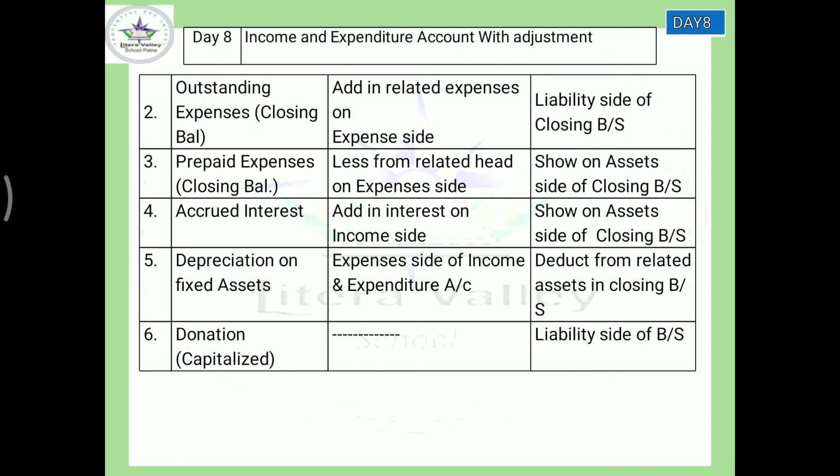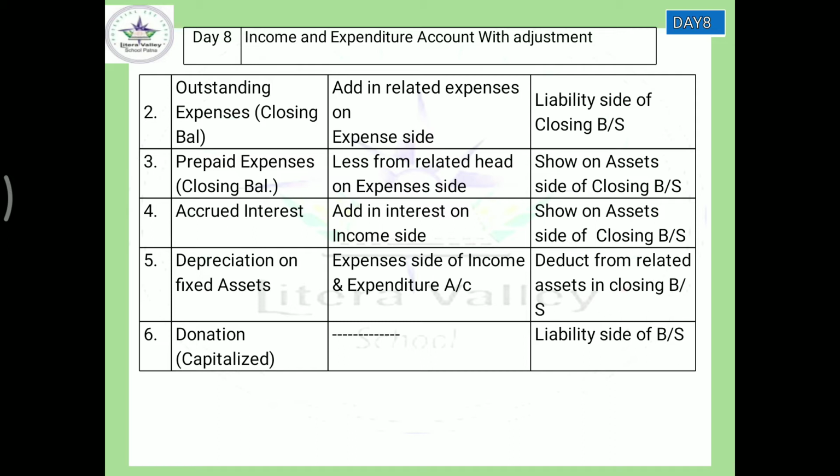If you can remember, we used to add outstanding expenses in the related head on the debit side of the income and expenditure account, here the income and expenditure account. So the item will be added in the related head on the income and expenditure account and will be shown on the closing balance sheet on the liability side. So it is the closing balance of outstanding expenses.